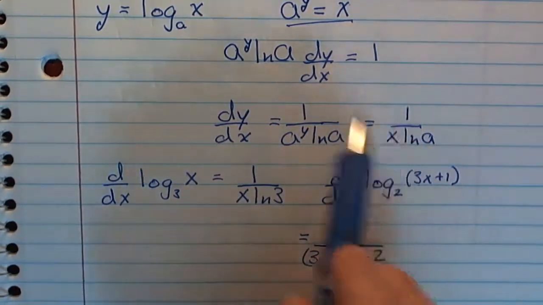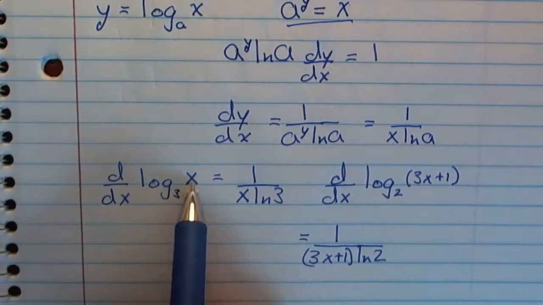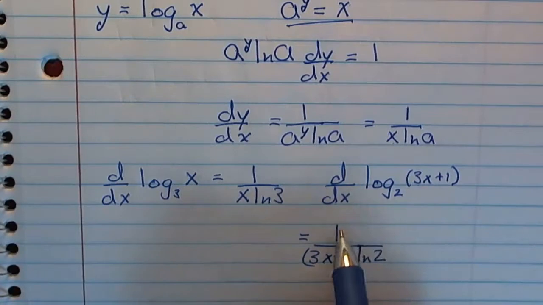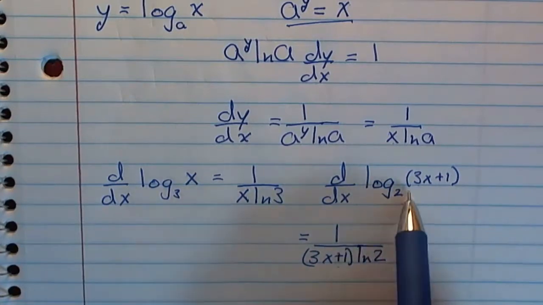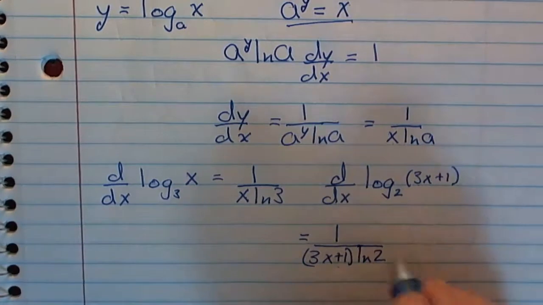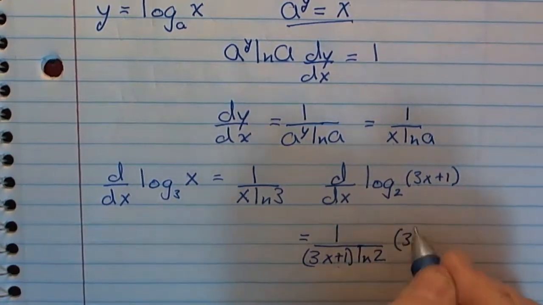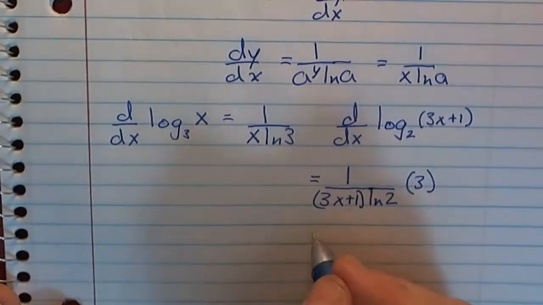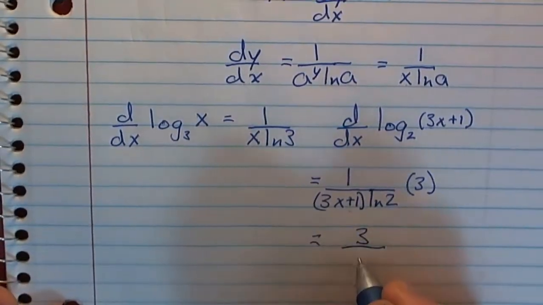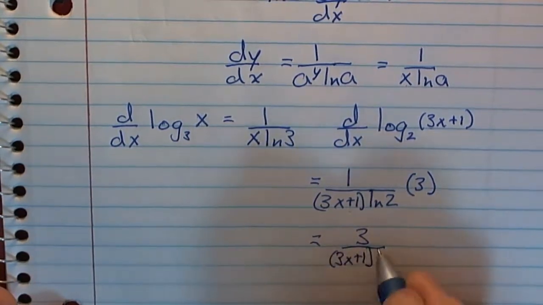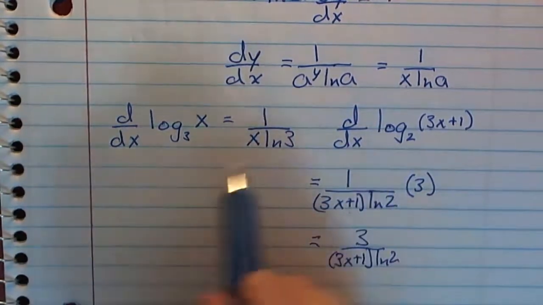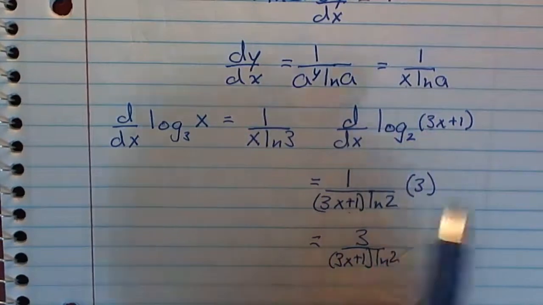I just took whatever's in there and put it on the bottom. In some of these others, like this one, it was just x, so I just put 1 over x. But this one's not x, it's 3x plus 1, so I put 3x plus 1 down here. Then multiply by the log base 2. Now don't forget the chain rule, because there's a 3 there. So I need to multiply by the derivative of the inside. So now we have our derivative to be 3 over 3x plus 1 times log 2. And there's our derivative of that log function that required us to use the chain rule.